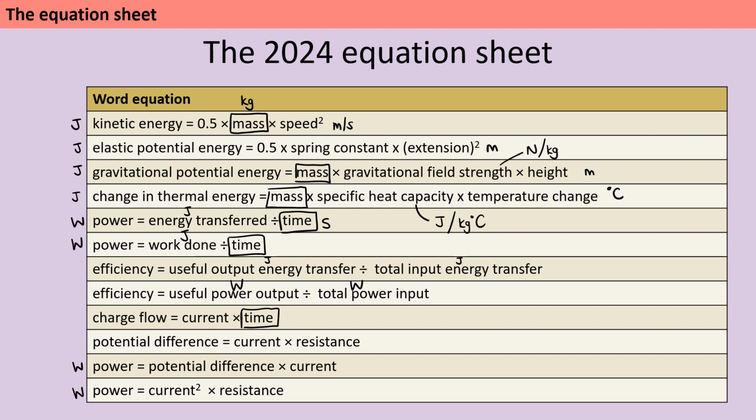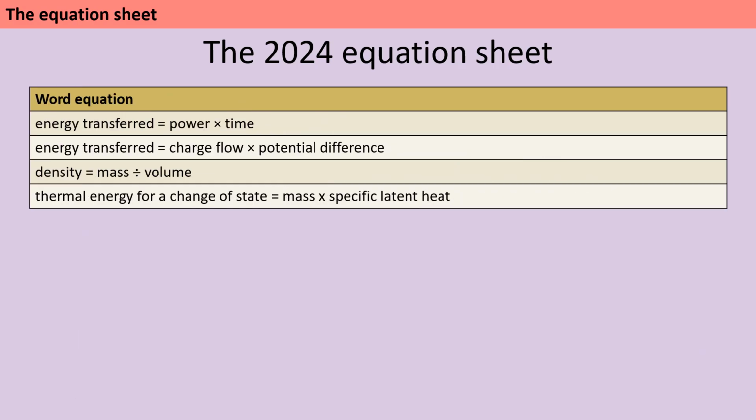Then we've got charge flow in coulombs, current in amps, potential difference in volts, because of course its other name is voltage, and resistance in ohms. We've already covered all of the quantities in energy is power times time, and energy is charge flow times potential difference, and then we meet the density equation.